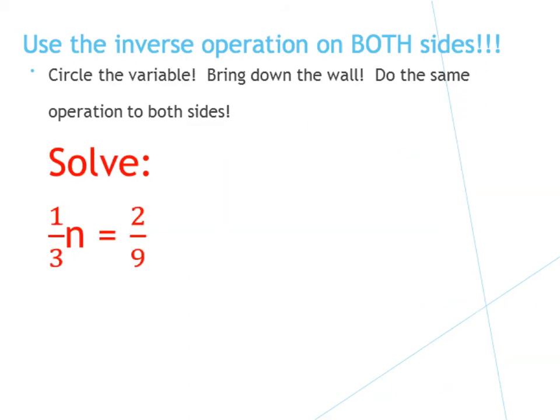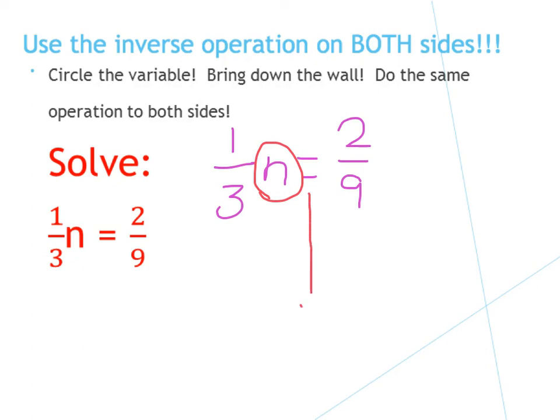Okay, the last example, again, we're going to rewrite it. 1/3 n equals 2/9. I'm going to circle my variable so that I know which side I'm working on. Bring down my wall and my equal sign. On the left-hand side with the variable circled, that is 1/3 times n. So I need to get rid of the 1/3, so I'm going to use the reciprocal, which is 3 over 1. The 3s cancel out and the 1s cancel out, which leaves me with n.